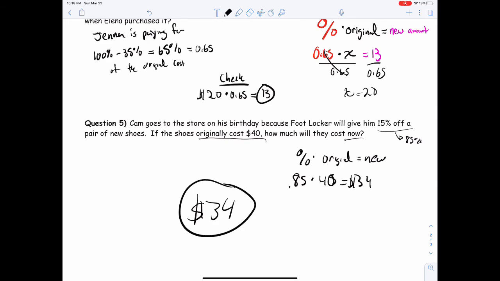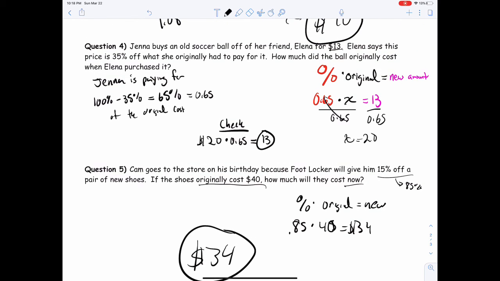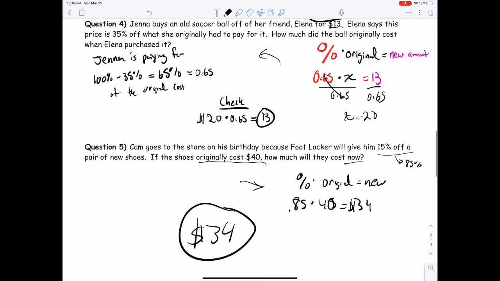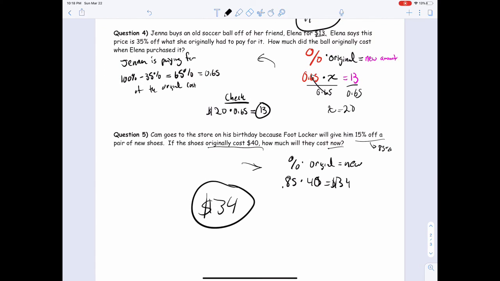It's important to know the difference. Am I doing a different one where I got to go backwards like here? Or am I doing one that we've been doing? So pause the video if that doesn't make sense. Rewind it. Figure it out.